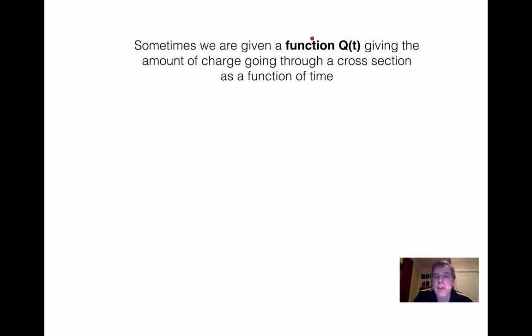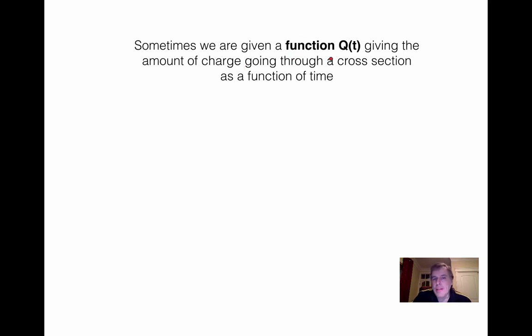Sometimes we're given a function q of t. So what does it represent? A function q of t gives the amount of charge going through a cross section as a function of time. So it tells us how much charge goes through the surface at any given time. Okay, once you're given that, you can be asked to calculate an average current. So how do you do that if you have a function?